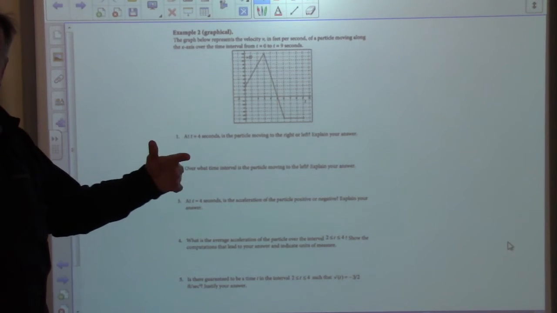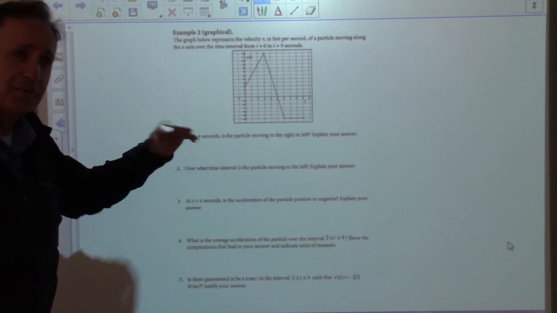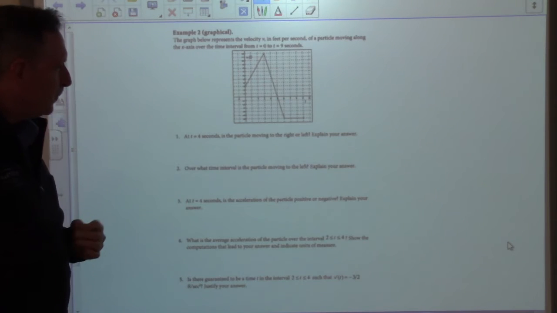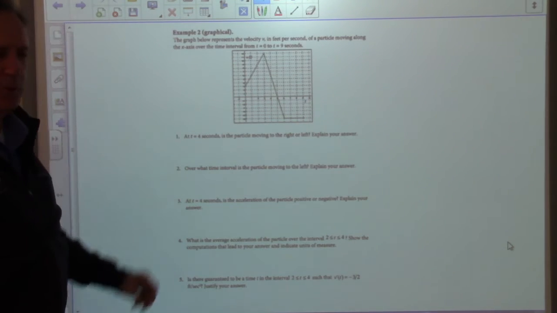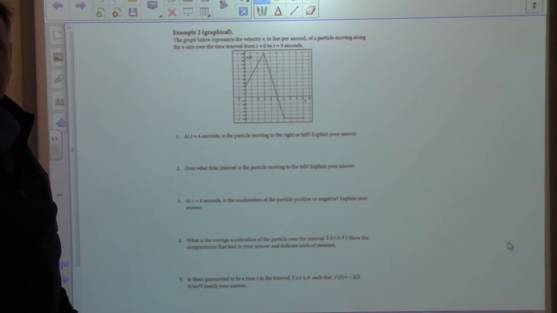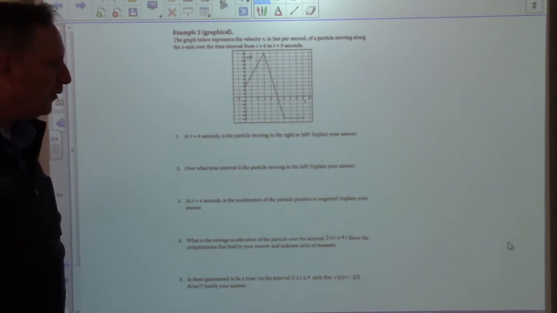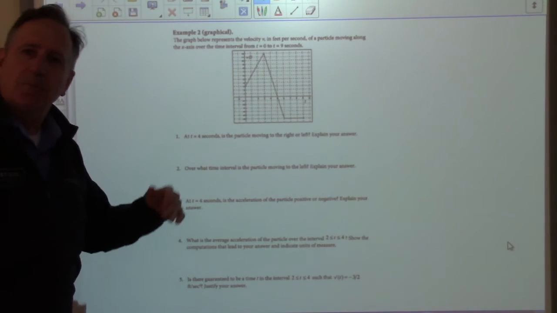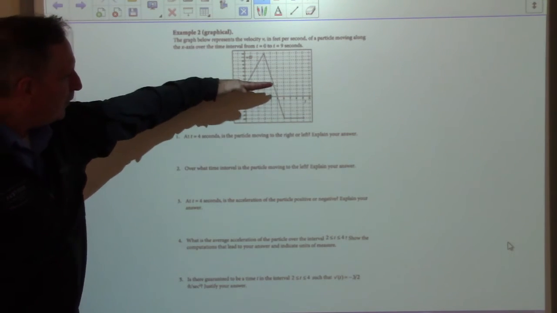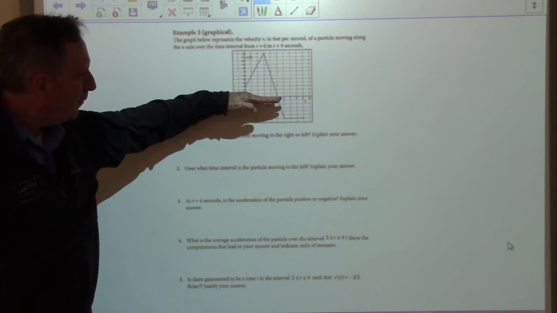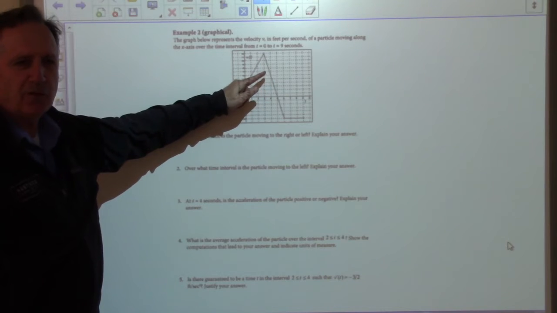I want you to look at it. So at t equals 4 seconds, which would be right here, is that particle moving to the right or to the left? It's going to be right. Why is it right? It looks like it's going down, but it's velocity, this is the x-axis. At t equals 4, is that velocity positive or negative? Positive. Velocity's positive.